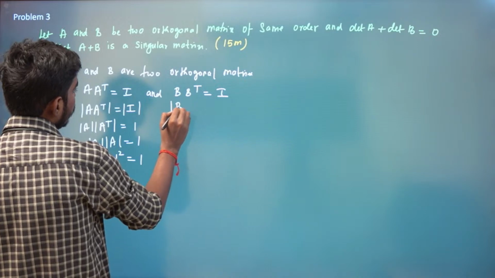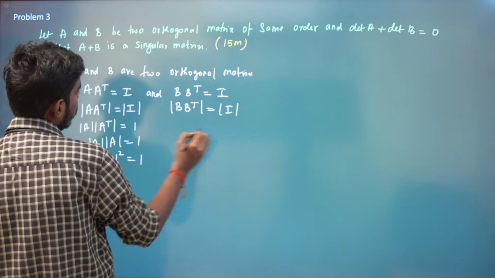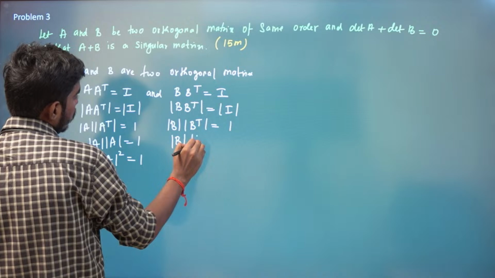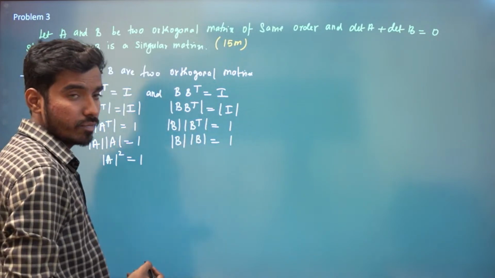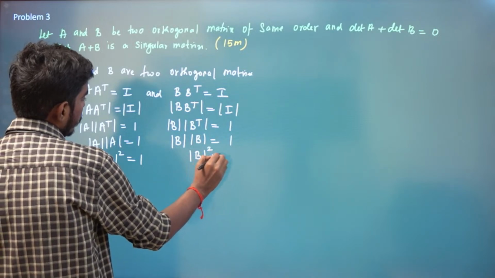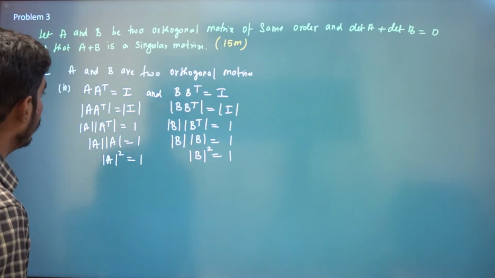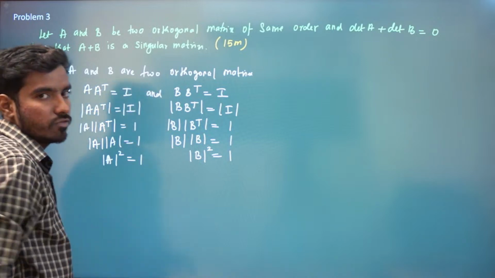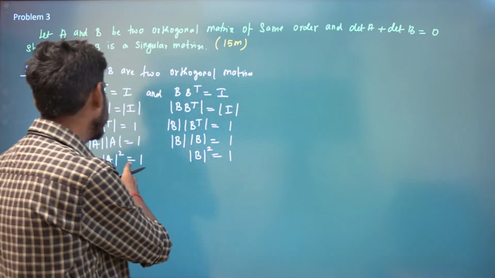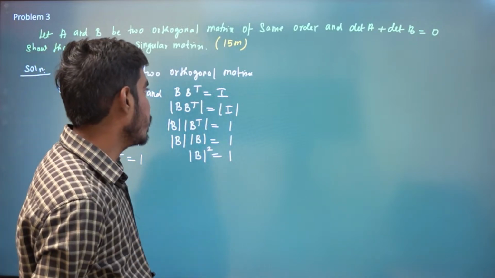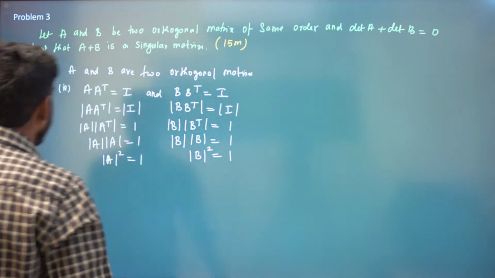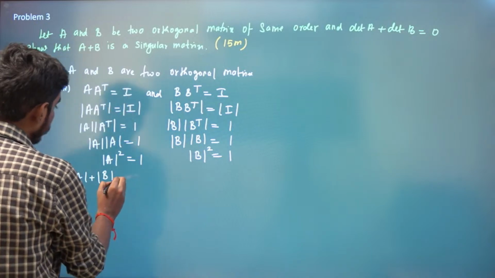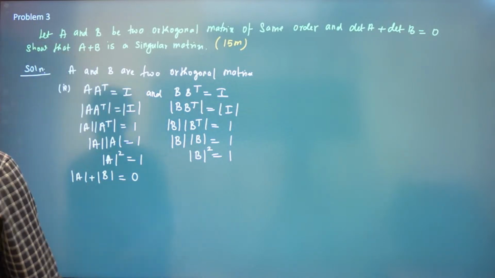And similarly, determinant of B into B transpose is equal to determinant of I. Determinant of B is the same as determinant of B transpose. So determinant of B squared is also 1 if B is orthogonal. Okay. From this, we have collected this much information. A into A transpose is I, and determinant of A squared is 1. B into B transpose is I, and determinant of B squared is also 1. And we are given determinant of A plus determinant of B is equal to 0.